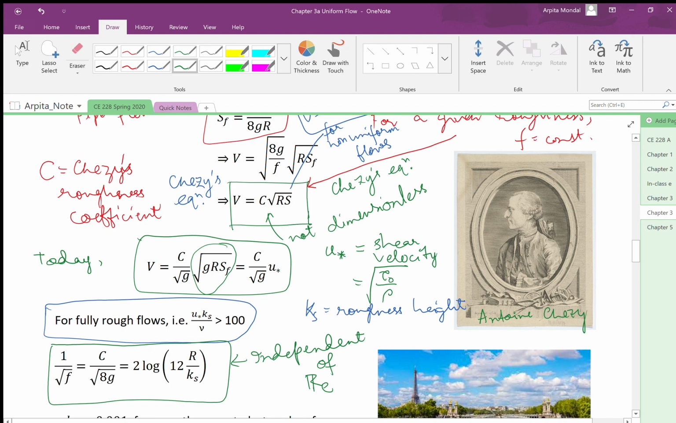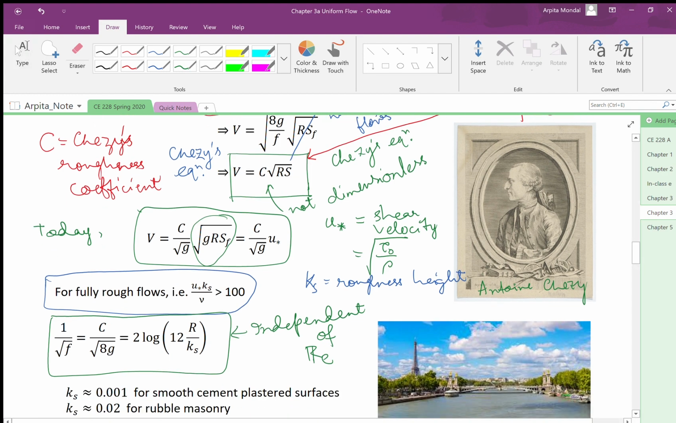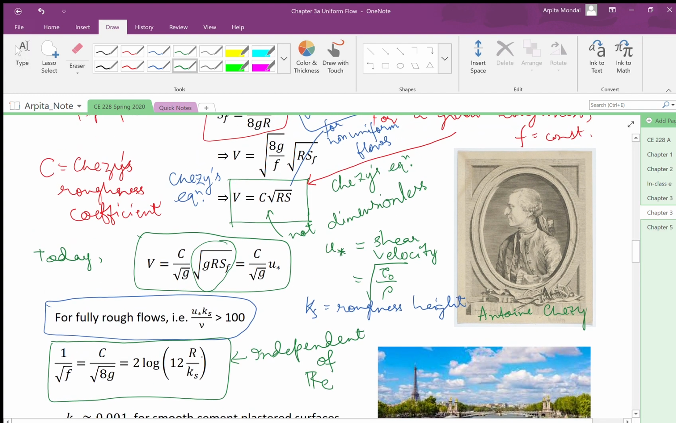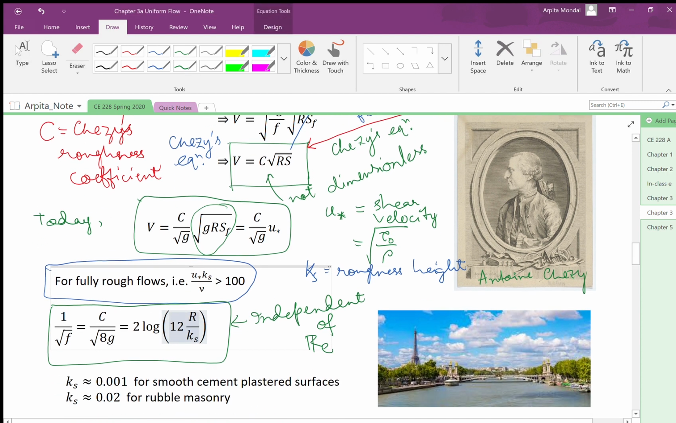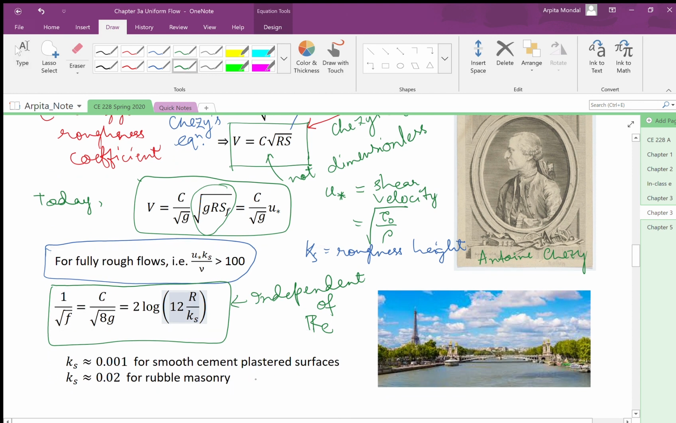Another interesting fact to note here is that this is a logarithmic relation, and this comes from those logarithmic velocity distributions. So if we look at some values of Ks for real channel surfaces, if we have smooth cement plastered surfaces, then the value is as low as 0.001, and if you have rubble masonry as your channel bed material, then the roughness height is 0.02, and these are both in feet.